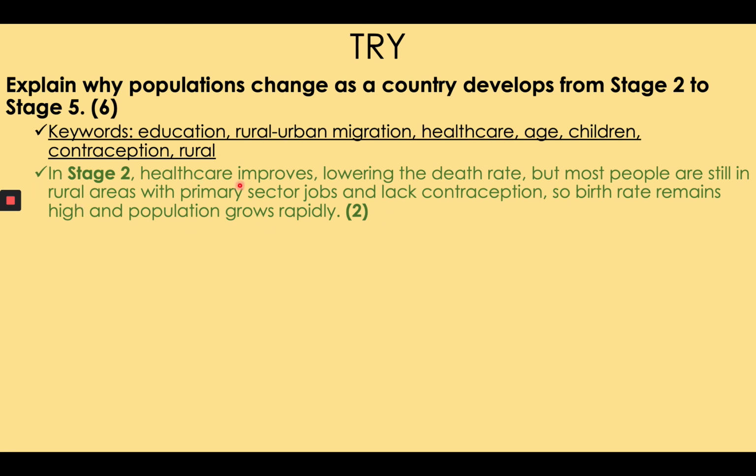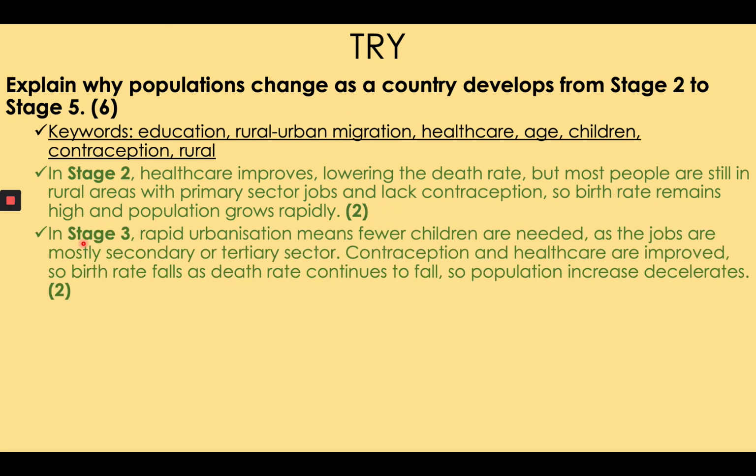So in stage 2, healthcare improves, lowering the death rate. But most people are still in rural areas with primary sector jobs and lack contraception. So the birth rate remains high and the population grows rapidly, 2 marks. If you explain this properly, you get 2 marks. In stage 3, rapid urbanization, the increasing percent of people living in cities, means fewer children are needed, as the jobs are mostly secondary or tertiary sector. They're not on farms or in mines. Contraception and healthcare are improved, so birth rate falls as death rate continues to fall. So population increase decelerates, it slows down, 2 marks.